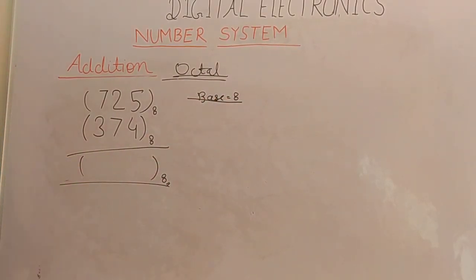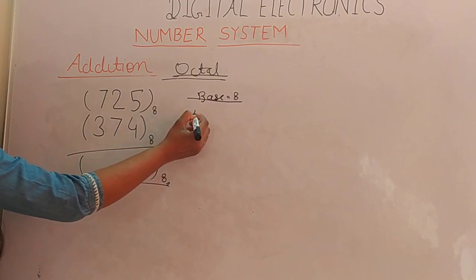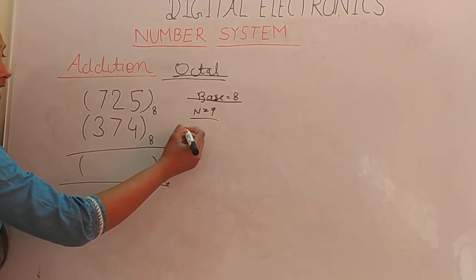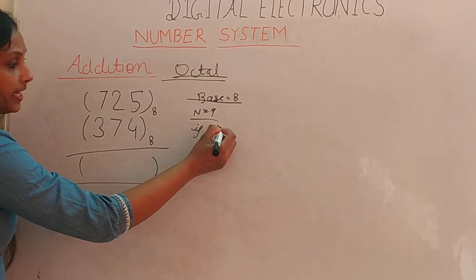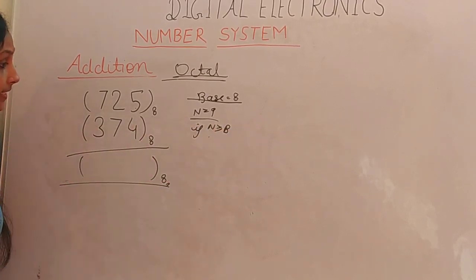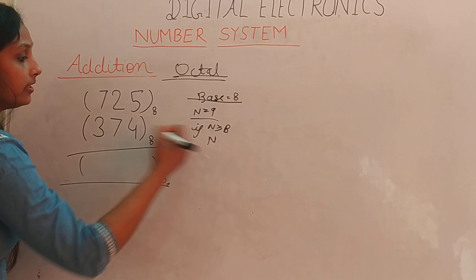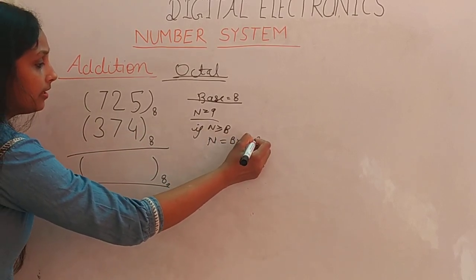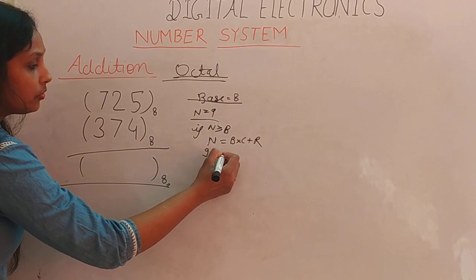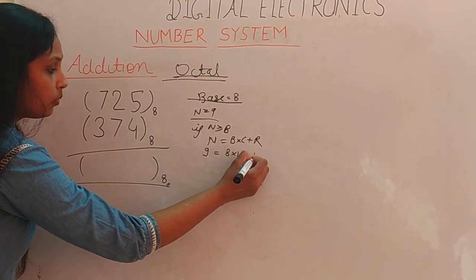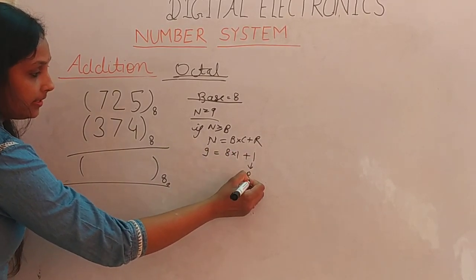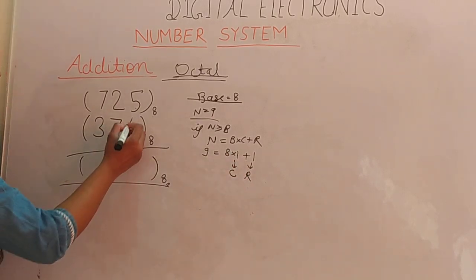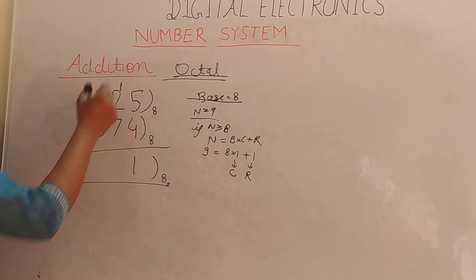Then, according to the procedure, what will we find? Capital N. N is 4 plus 5, which is 9. Then we check if N is greater than or equal to the base. Yes, it is greater. Then we write N is equal to B into carry plus remainder. We can say that 9 is equal to 8 into 1 plus 1. So 1 will be the remainder and the carry is also 1. So we write the remainder and carry here.